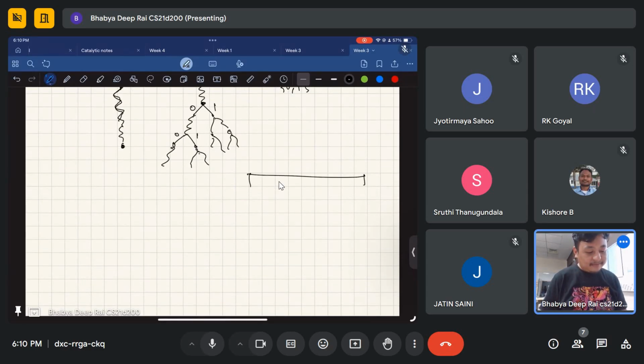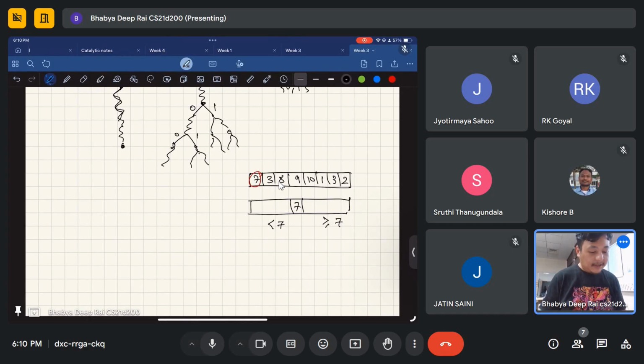What is quicksort? You have your array which you want to sort: 7, 3, 8, 9, 10, 1, 3, 2. The mechanism is that you pick what is called a pivot. Let's say I always pick the first element as pivot, that is 7. This is what is called the partitioning process. On the left of 7, I put everything that is less than 7, and on the right of 7, I put everything that is greater than or equal to 7. For example, 3, 1, 3, 2 are less than 7. This is my pivot. On the right of 7, everything that is greater: 8, 9, 10. This is the partition phase.